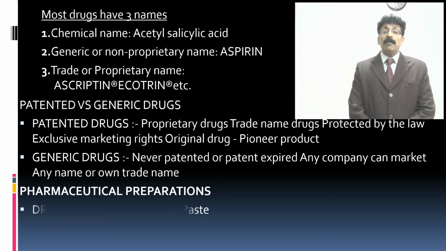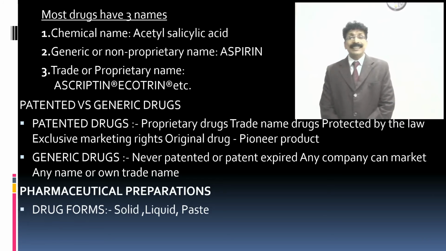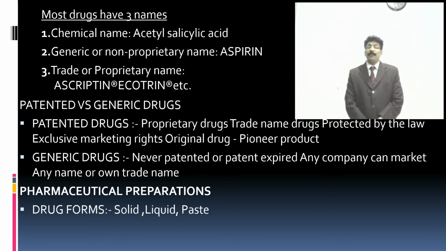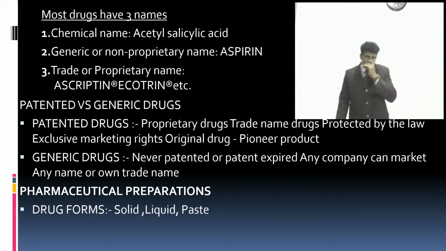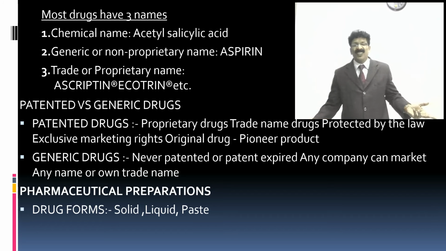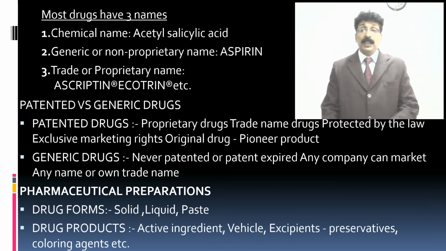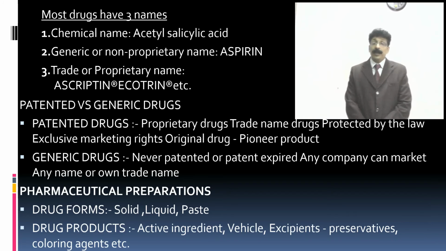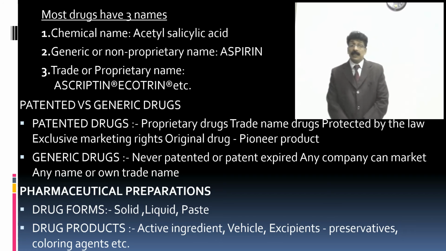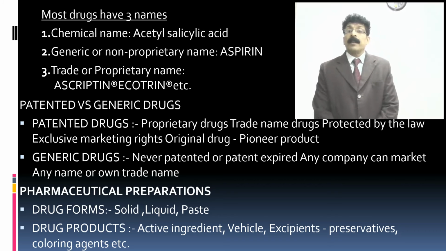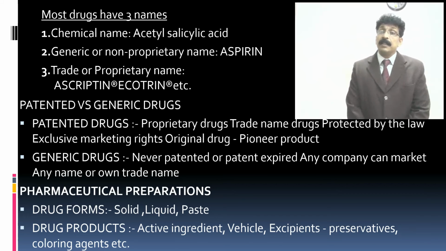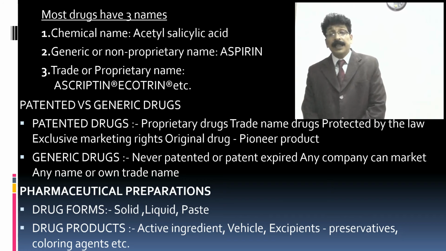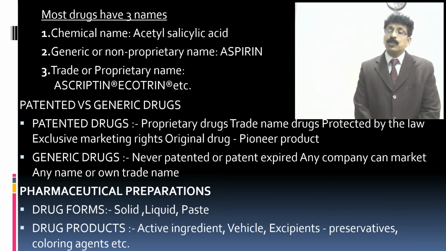Pharmaceutical preparations, that is all you can see as drug forms. Solid, liquid, paste, that means we are talking about solid dosage forms, liquid dosage forms, semi-solid dosage forms. There are many, which we will discuss briefly. A drug product has active ingredients, and vehicles, excipients, preservatives, coloring agents, etc. will be added to make a formula. If it is a tablet or a capsule or a syrup, it needs not only the active principles but a lot of other excipients to make the formula into a feasible formulation.